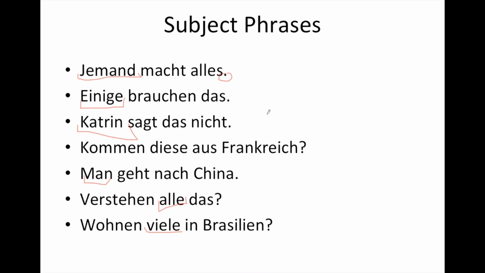So if we're using anything other than ich, du, wir, or ihr, our verb will either take a t ending or an en ending. So for plural nouns and pronouns, like einige, we use an en. For singular nouns or pronouns like jemand or man, we use a t ending for those verbs, because they fall under the singular conjugation. So that's it for this lesson.